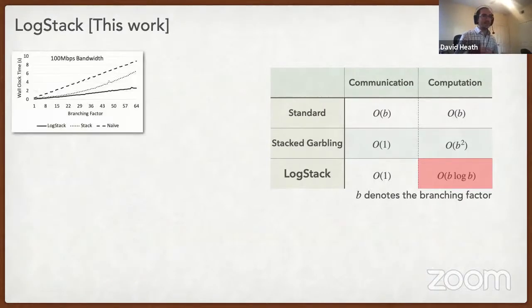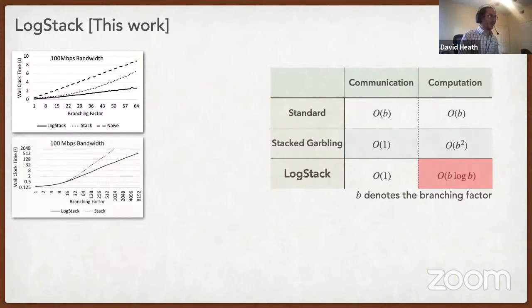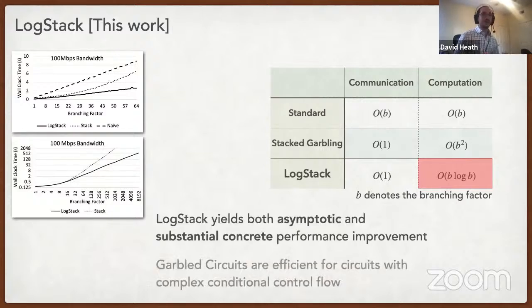In addition to asymptotic improvements, we implemented LogStack, and we show that LogStack dramatically improves over both standard garbled circuits, where you don't use any fancy techniques for conditional branching, and also over our stacked garbling technique. And so the bottom line is that now garbled circuits are very efficient for circuits that have complex conditional control flow. So with that, I will conclude and I'll be happy to take any questions.